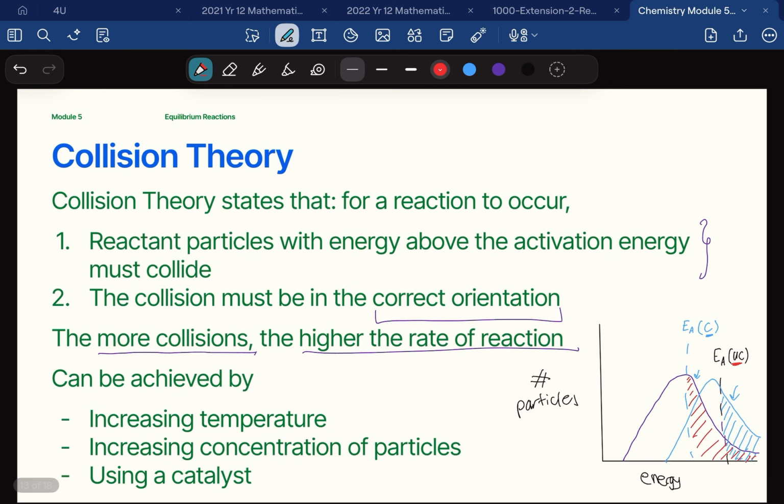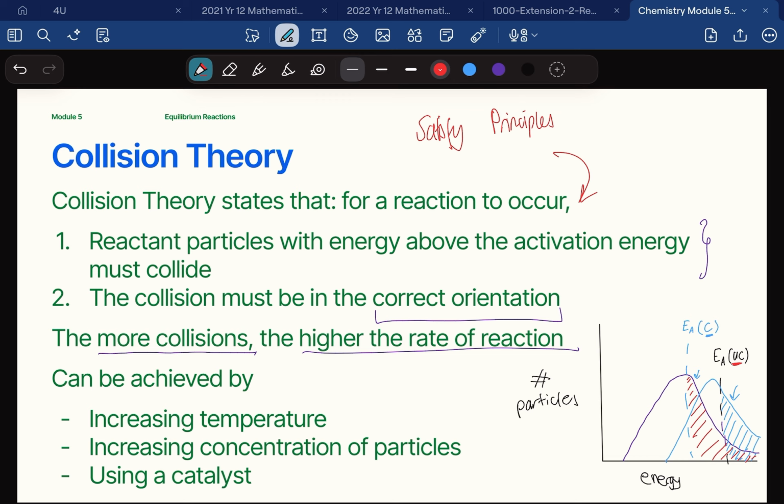So collision theory is basically a set of principles, and it says you need to satisfy these requirements in order for a reaction to occur. Those two principles are that reactant particles must have sufficient energy when they collide, and the collision must be correctly oriented in order for a successful collision which can form products.